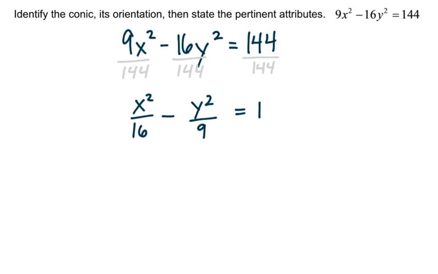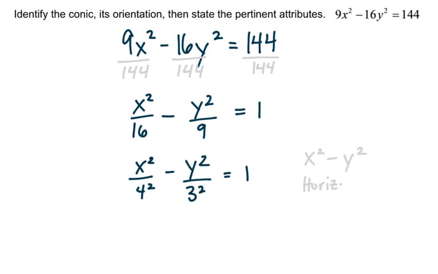I like to go one step further when I'm putting it into standard form. And you remember we said a squared and b squared. So I just like to write those as their roots squared. So x squared over 4 squared minus y squared over 3 squared equals 1. Now it's in standard form. Because it is x squared minus y squared, we know this is going to be a horizontal transverse axis hyperbola.